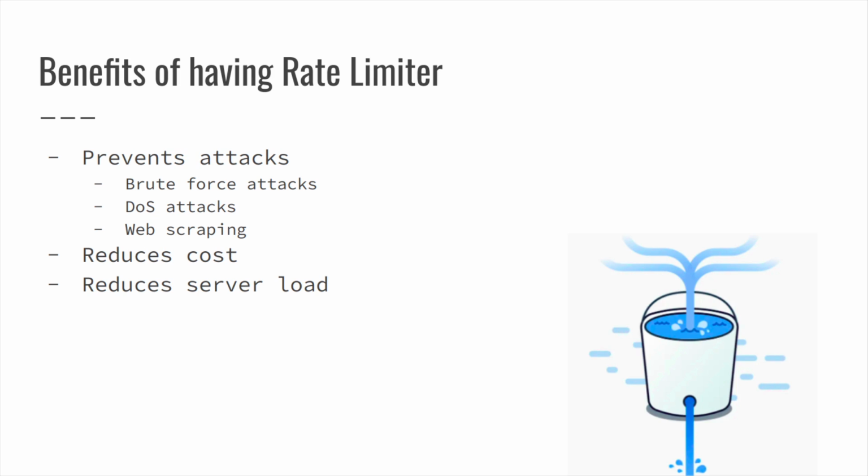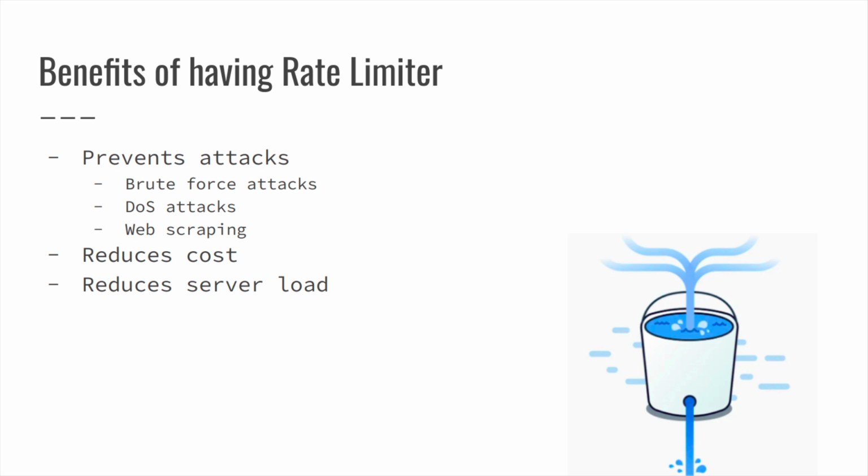So what are the benefits of having a rate limiter implemented in our infrastructure? A rate limiter prevents DoS attacks, which stands for denial of service, in which the attacker's intention is to bring down a service by utilizing the available resources, so the service will go down for a period of time and will not be able to respond to requests.